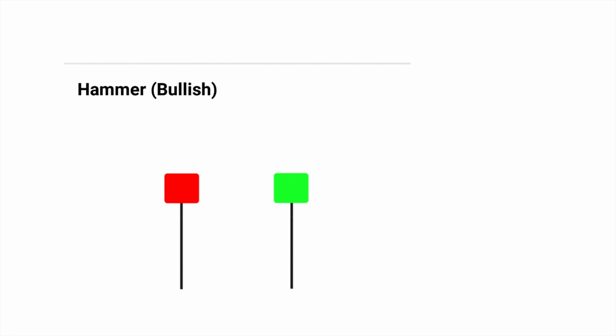Some of the guidelines you need to identify before the formation happens is the body of the candle is at the upper end of the trading range for the period. So obviously your body is going to be at the top. The formation should have a very short upper shadow or no upper shadow. So it's either going to have no wick or a very small wick, and the tail should be at least twice the length of the body of the candle.